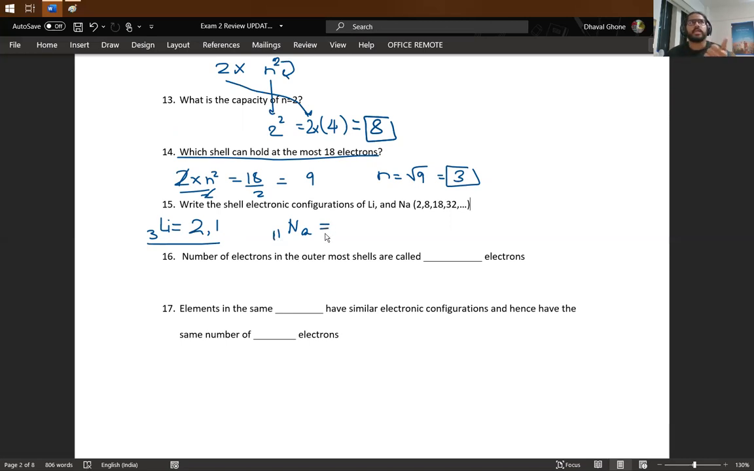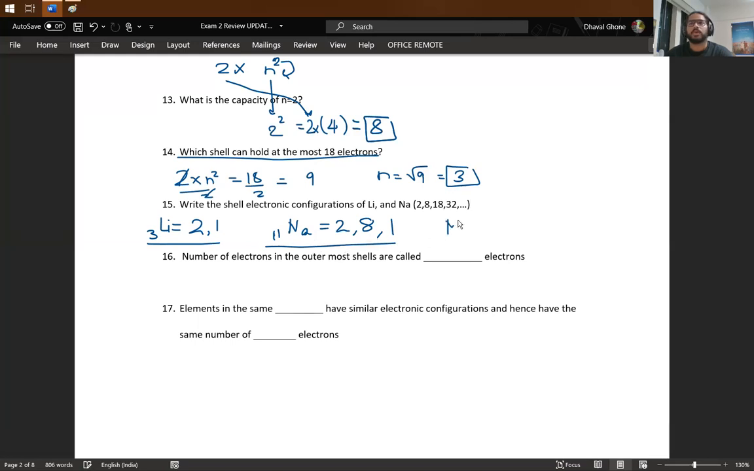Now, I have 11 electrons to fill in. The first shell can only hold 2 electrons, so I'm going to put 2 in there, and then I have 9 left. The next shell can only hold 8. I have 9 left, so I'm going to put 8 of them. That leaves me with 1 electron. The next shell can only hold 18 electrons, and I have 1 left, so I'm going to put 1 in there. Okay, and that's my configuration for sodium.